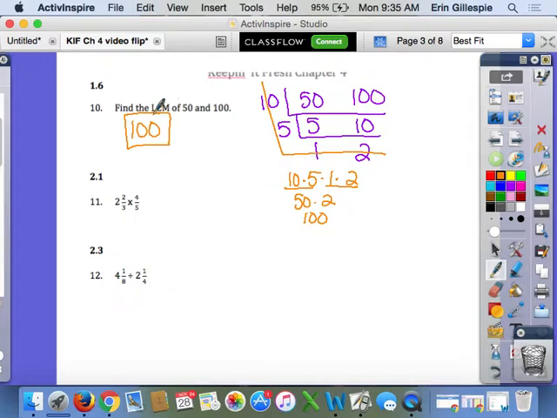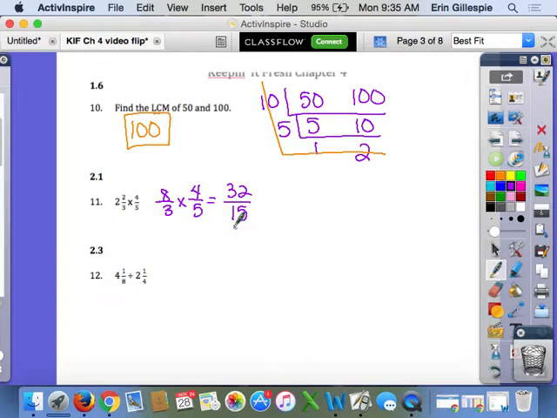All right, number 11. We have 2 2/3 times 4/5. I'm going to scoot some of this out of the way here just so we have room. We need to make that 2 2/3 into an improper fraction. So 2 times 3 is 6 plus 2 is 8. So 8/3 times 4/5. Remember, you just multiply straight across. So 8 times 4 is 32. 3 times 5 is 15.